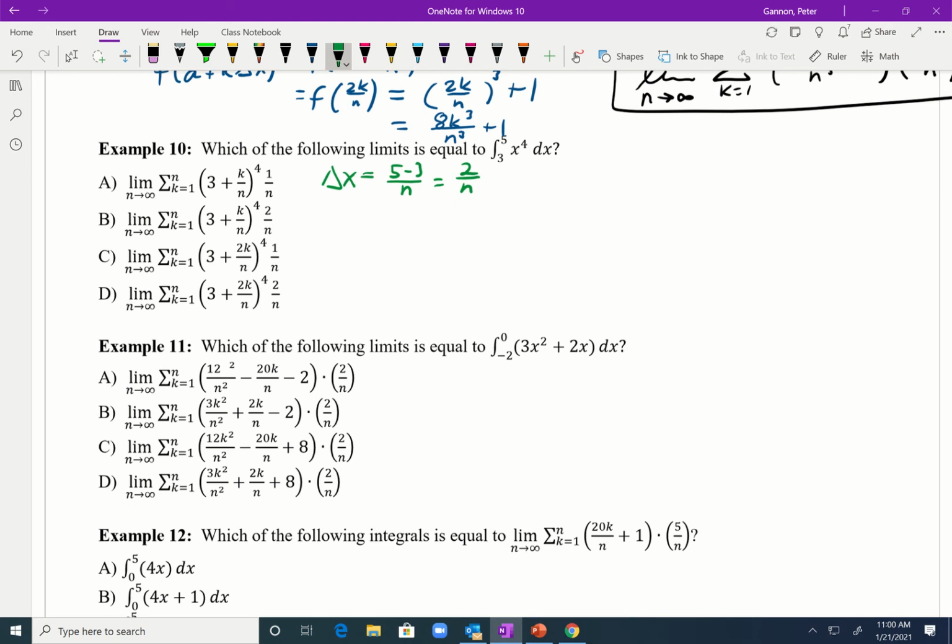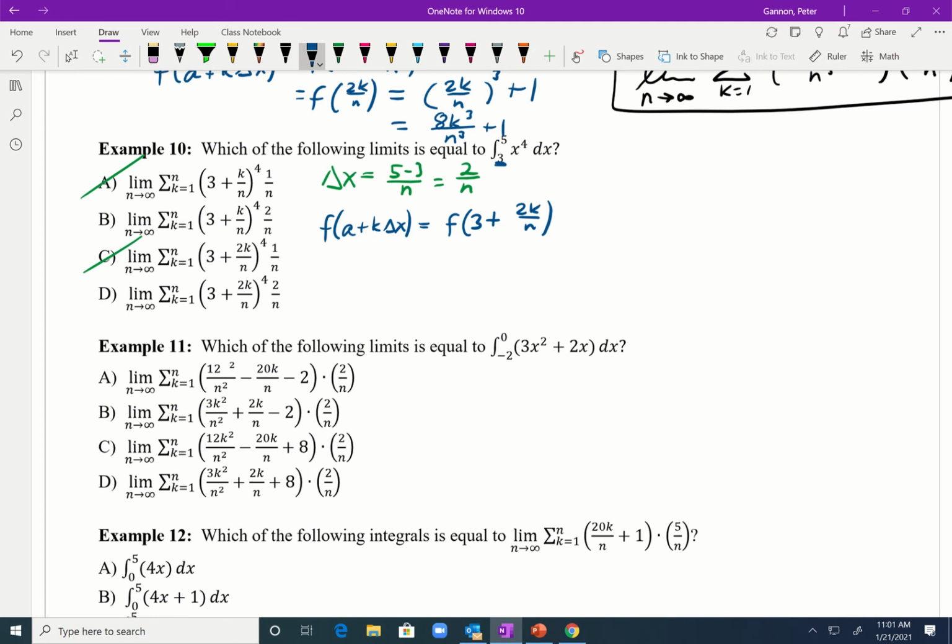Now, again, one of the things I mentioned in the previous video with the first example was sometimes you can eliminate some of your answer choices based on delta x. So a has delta x of 1 over n, so that can't work. So does c. So we can at least eliminate a and c based on that information. We still need to find f of a plus k delta x. All right, now you want to pay attention here. This time, we are not starting at 0, we are starting at 3. So this is going to be the same thing as f of 3 plus 2k over n.